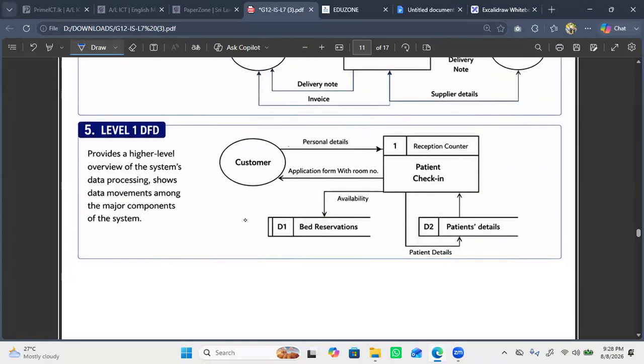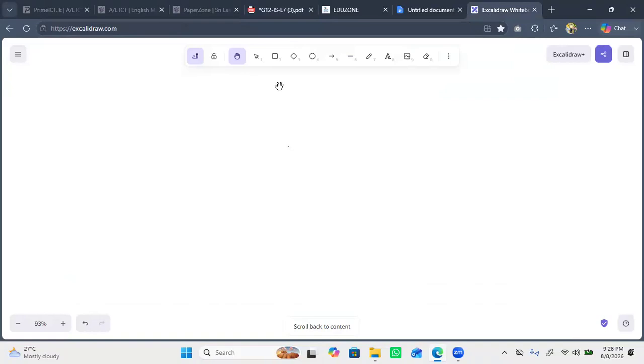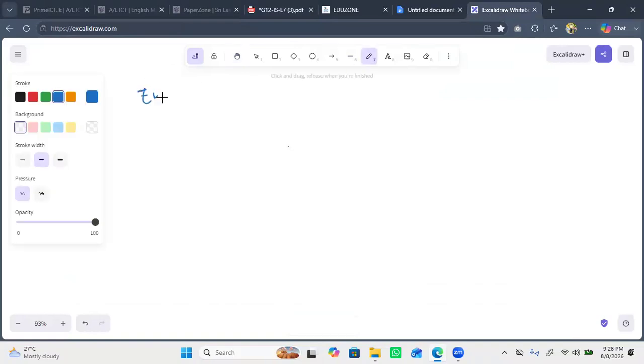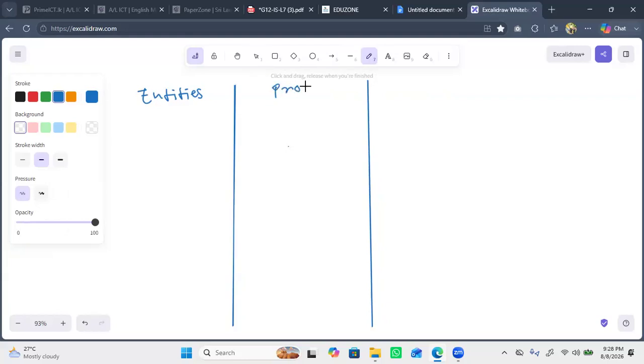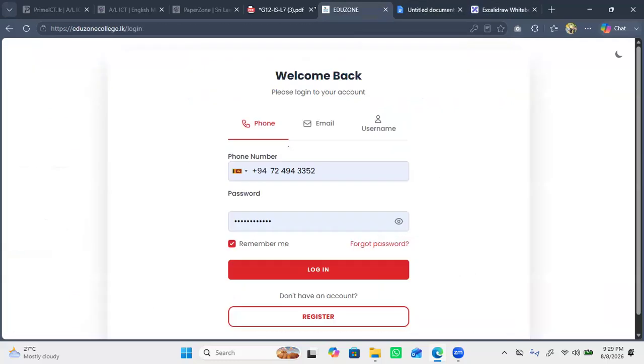Something like this only we are going to draw. But don't draw it like this. My advice is, always keep your entities on the left side. All the entities, keep them on the left side. All the processes, keep them in the middle. All the data stores, keep them on the right side. This way, you will be easily drawing nice diagrams rather than drawing like this diagram.